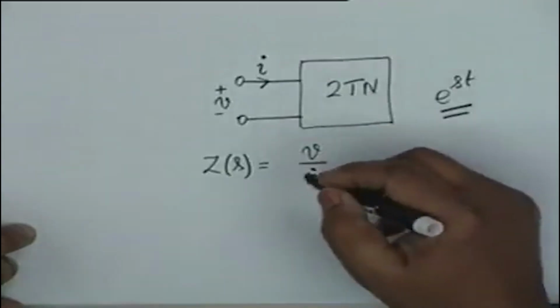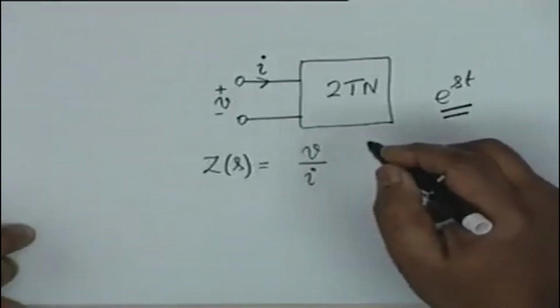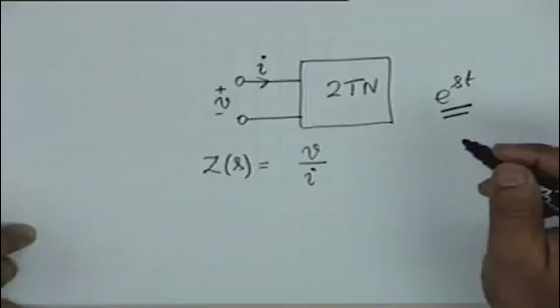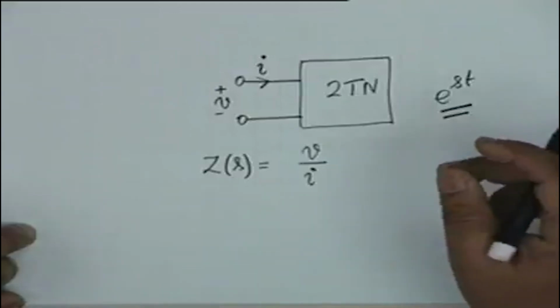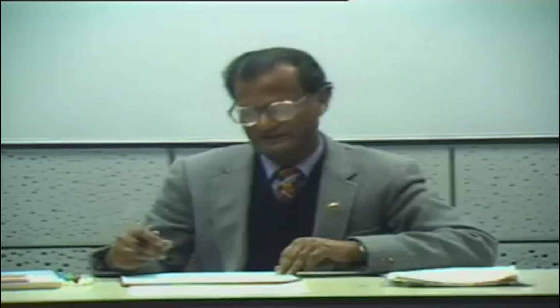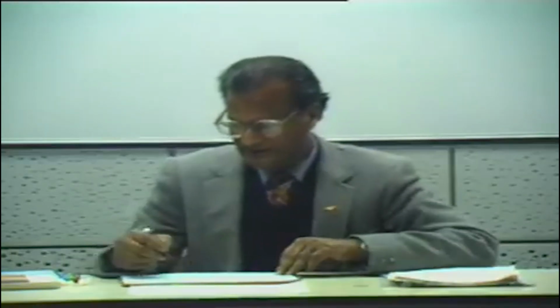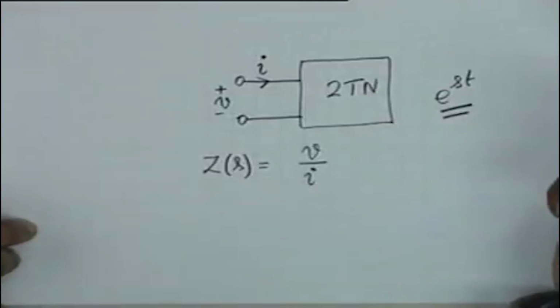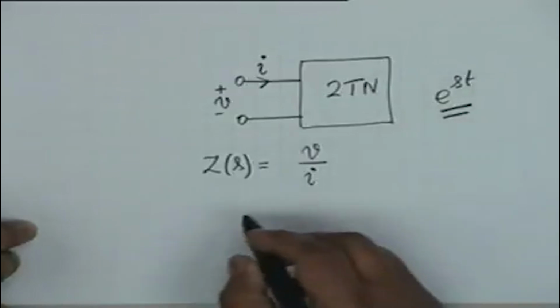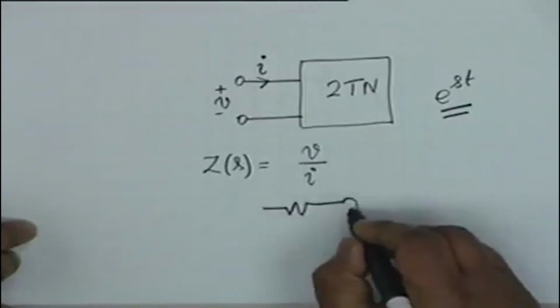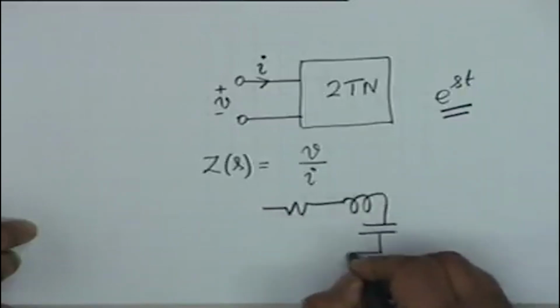When we calculate the impedance function, we don't take account of stored charges in capacitors or stored energy in inductors. So Z of s, when we say V is exponential and I is also exponential, this is what it means. Now as an example, let's take a simple RLC circuit, resistance, inductance and capacitance, a series circuit.